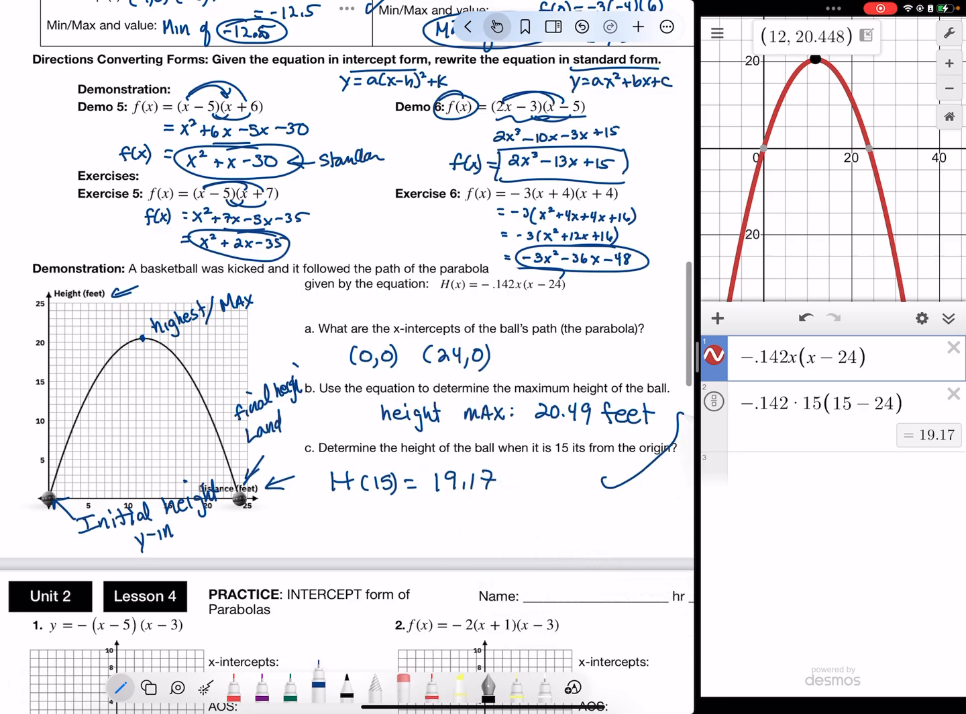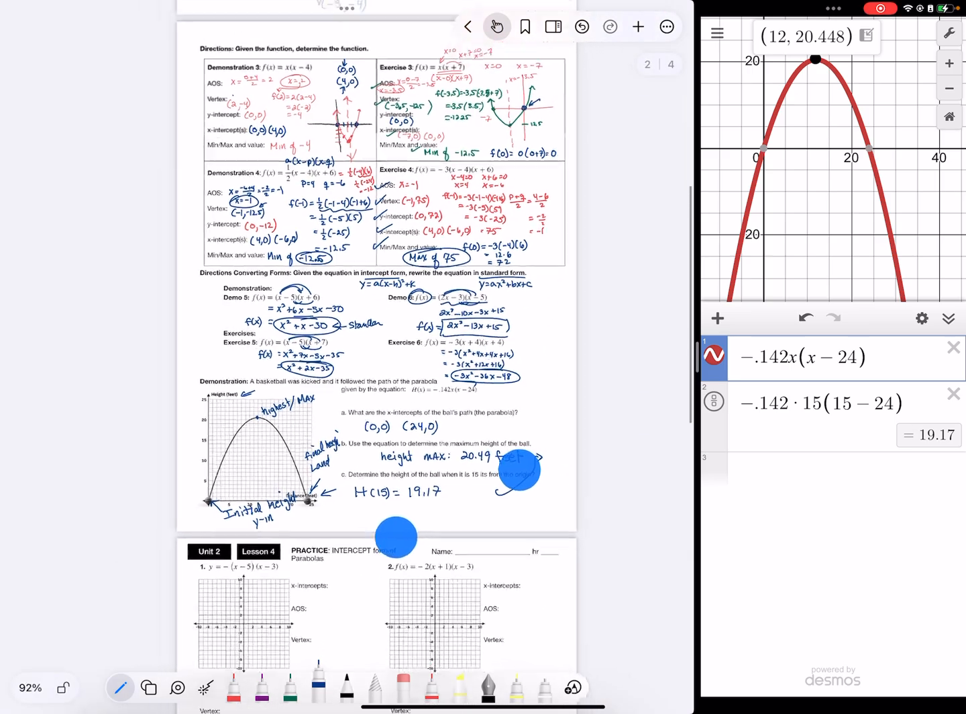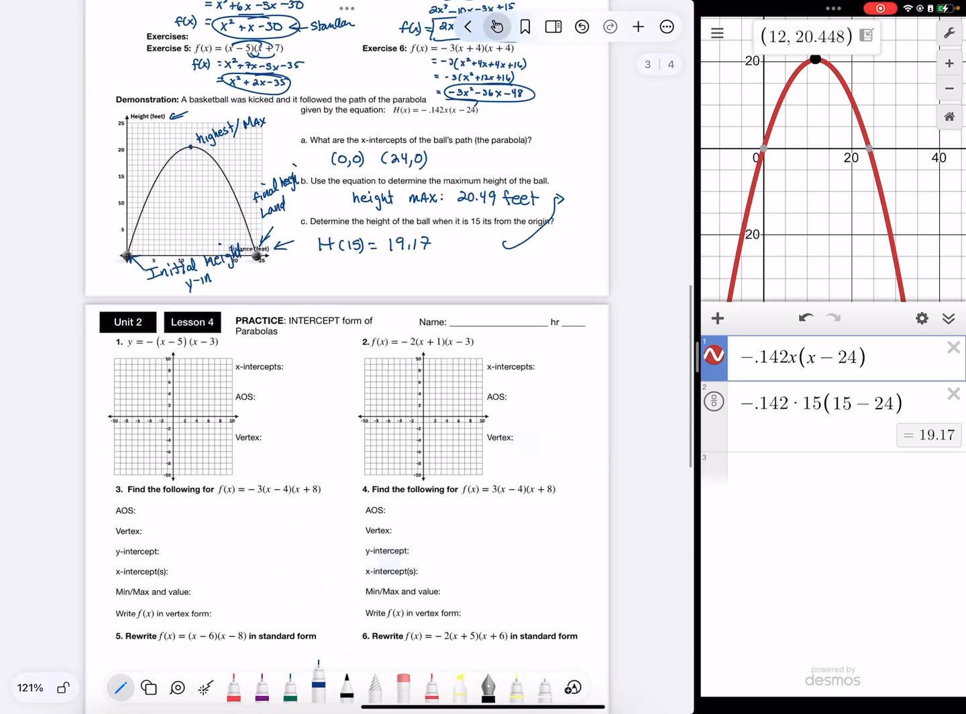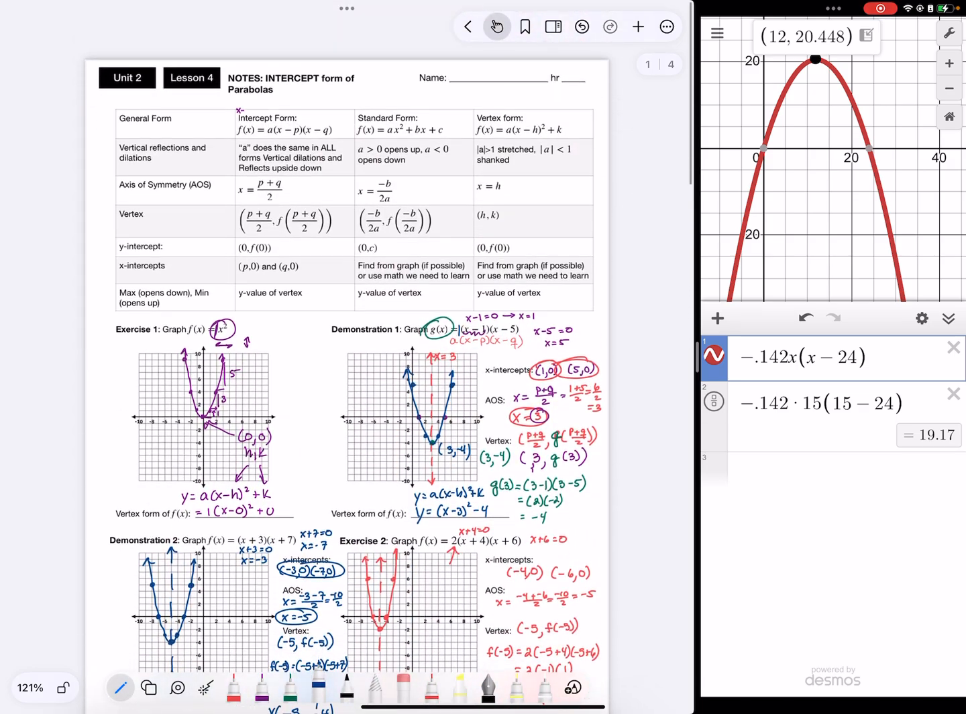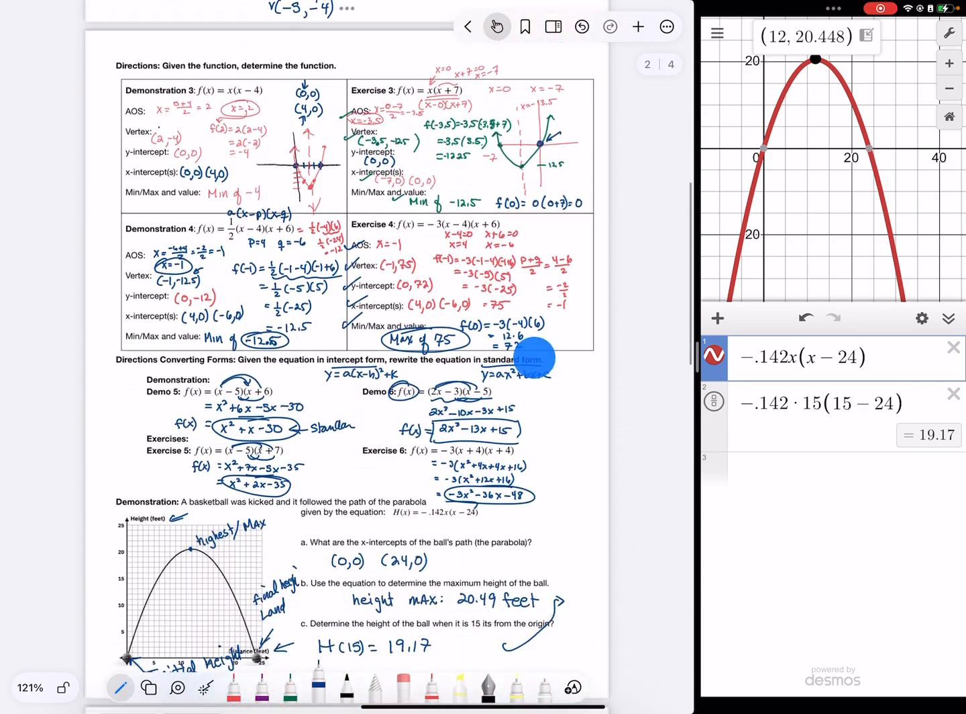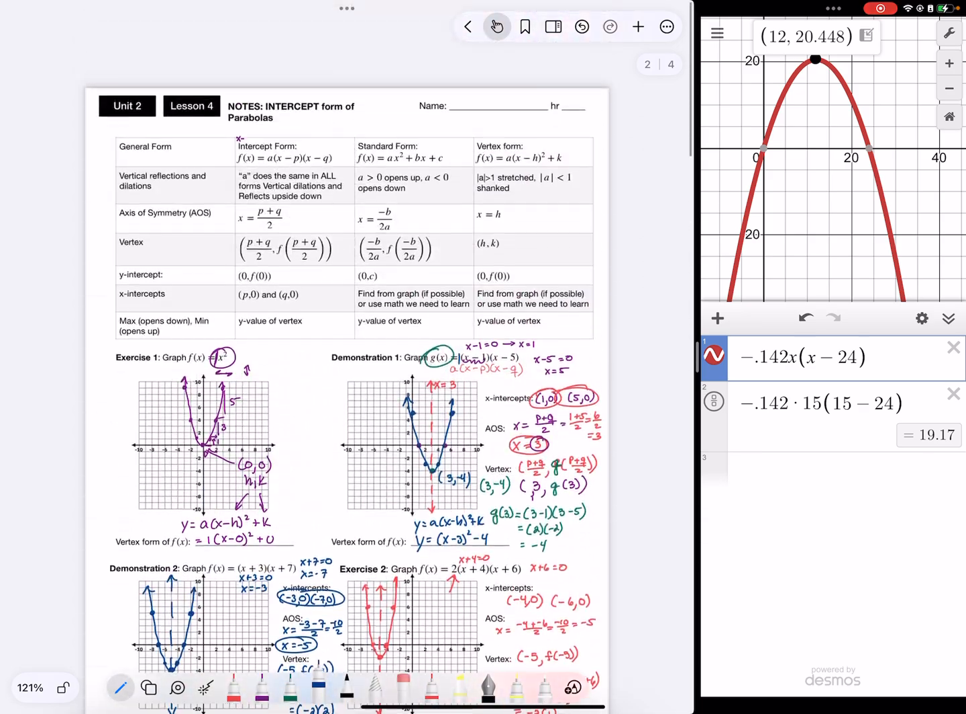You can see it's obviously easier and quicker to just do this on your calculator. All right, that's it for your notes. The rest of this thing is practice, and you'll be able to check those things out when you go into our Google Classroom.